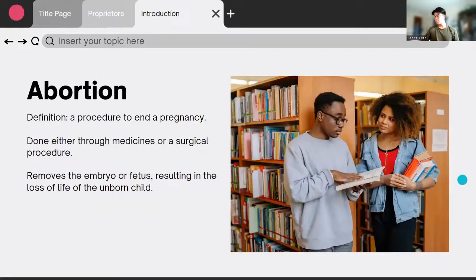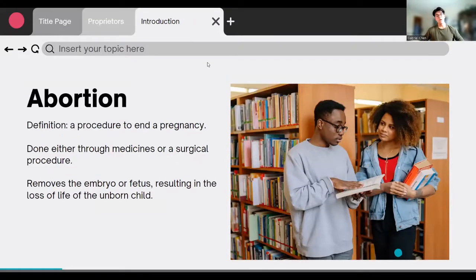Now, first and foremost, just a quick note: abortion is defined as a procedure to end a pregnancy. This can be done through surgical methods or even non-surgical methods, such as consumption of a pill. And in most cases, it removes the embryo or fetus from the uterus of the pregnant woman.